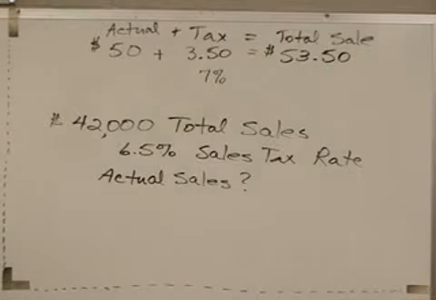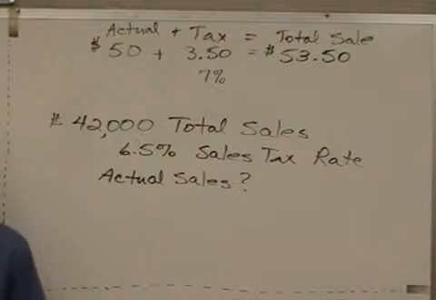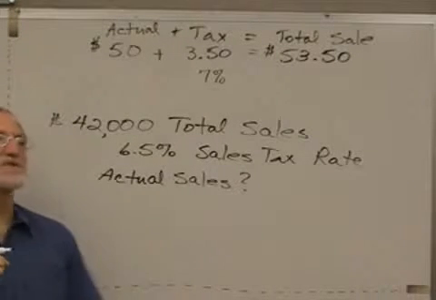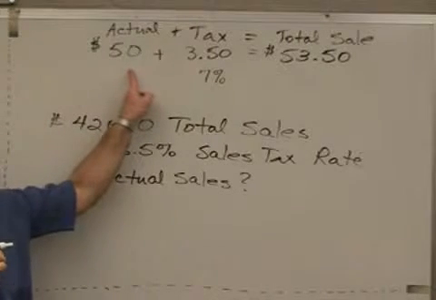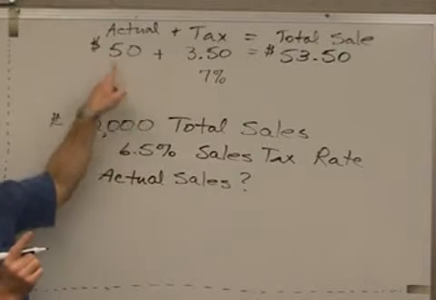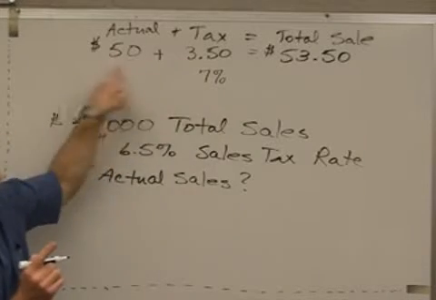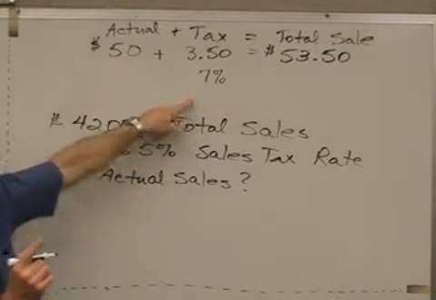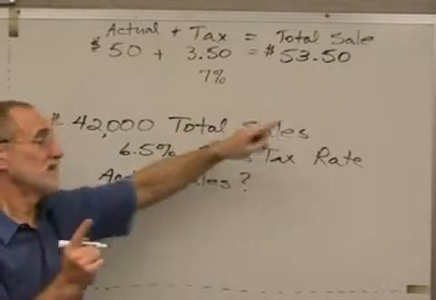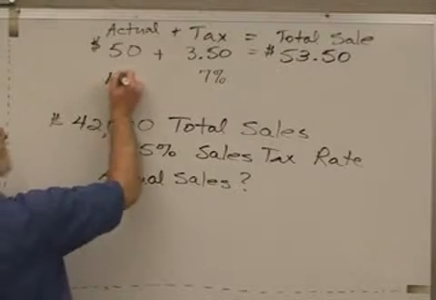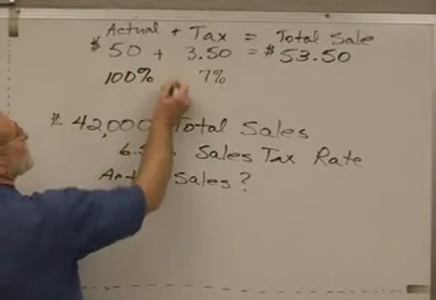And the question is, which one of these is the base? Which one of these is the 100%? This is the 100%, isn't it? 100% of 50 is 50. 7% of 50 is the tax. And this is 107% of 50. Okay? So we're basing everything on the actual sales.